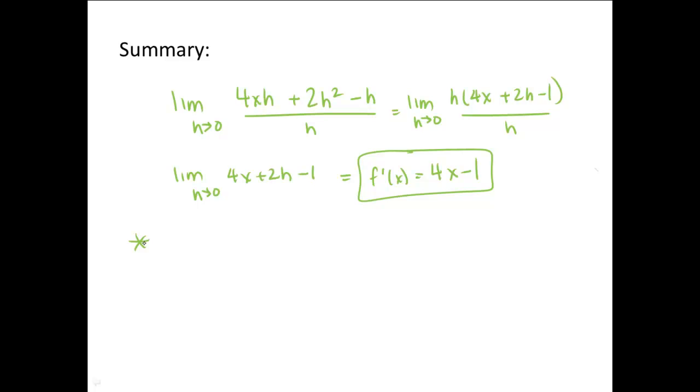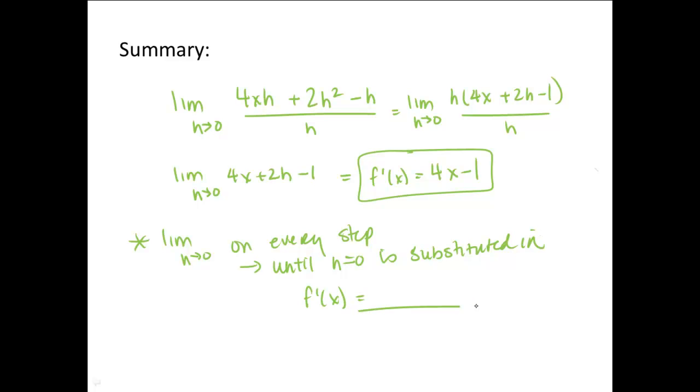So a couple key important things is that you must write the limit as h approaches 0 on every step. The only time it's done is when you go ahead and you substitute in your h equals 0. Then it's written f prime of x equals, and of course your answer. But this step is extremely important because you haven't taken the limit until you've substituted in 0. So you can't just ignore that part of it.